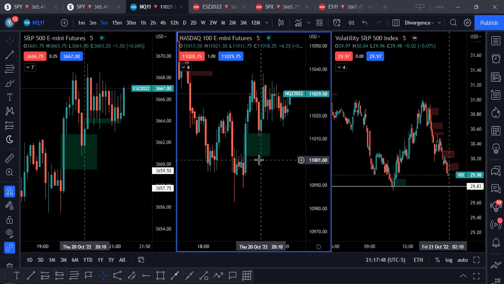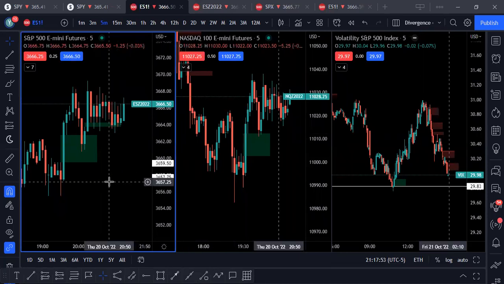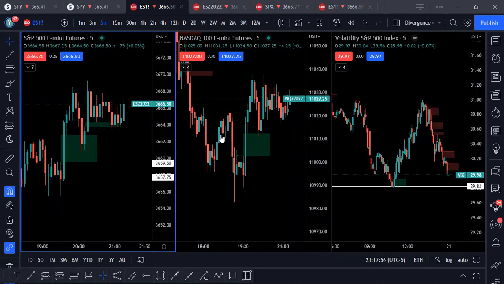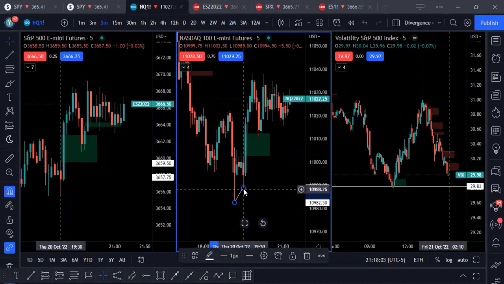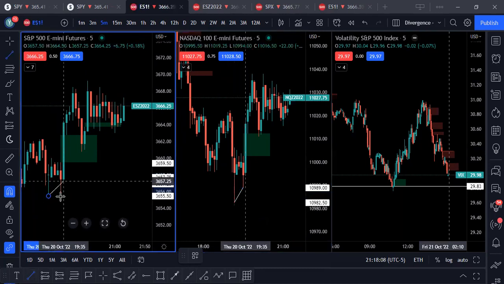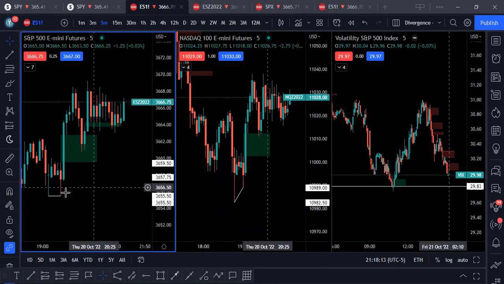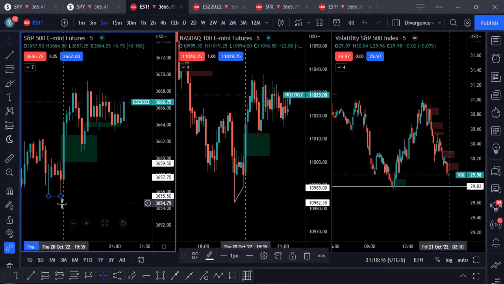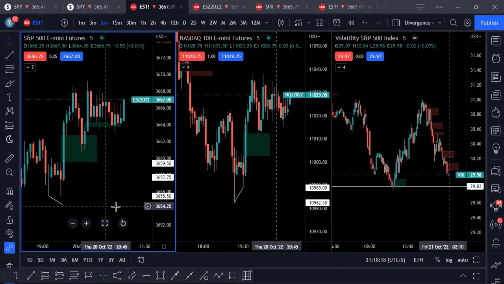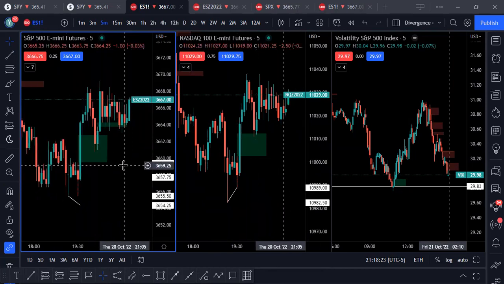This is NQ. NQ is the NASDAQ or QQQ. The reason I have them both is because these two are correlated assets, so they're supposed to move the same. But there are times where you'll get little divergences. So like here, technically this time frame wasn't bad, but let's say this low ended up lower like that. That's a divergence, because these assets shouldn't do that.